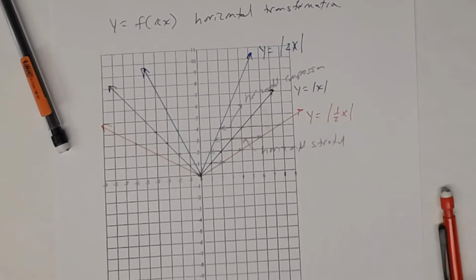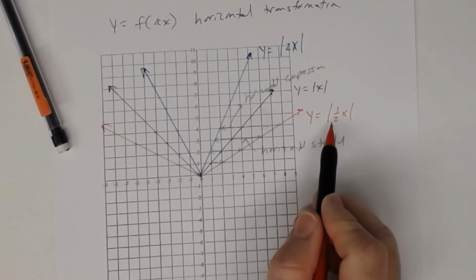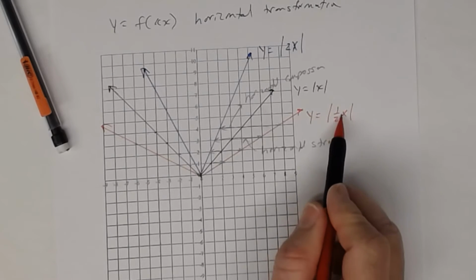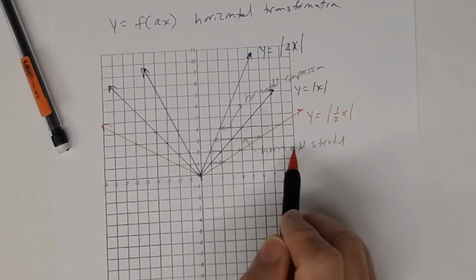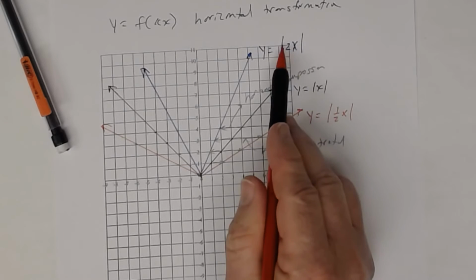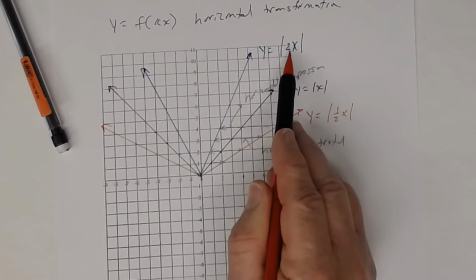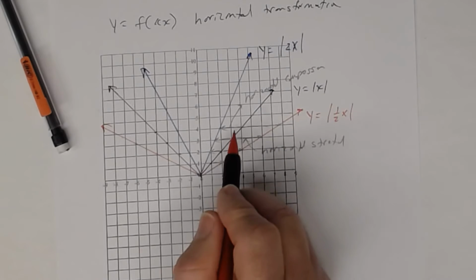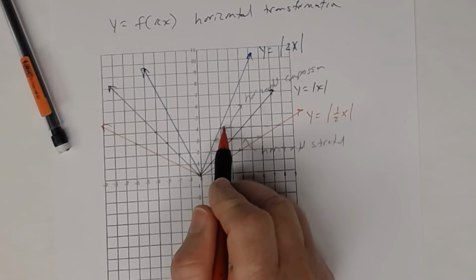Notice that 1/2. When we looked at 1/2, remember 1/2 is a proper fraction. In looking at 1/2, we dealt with a horizontal stretch. When we looked at 2, which was an improper fraction, a number greater than 1, that was a horizontal compression.